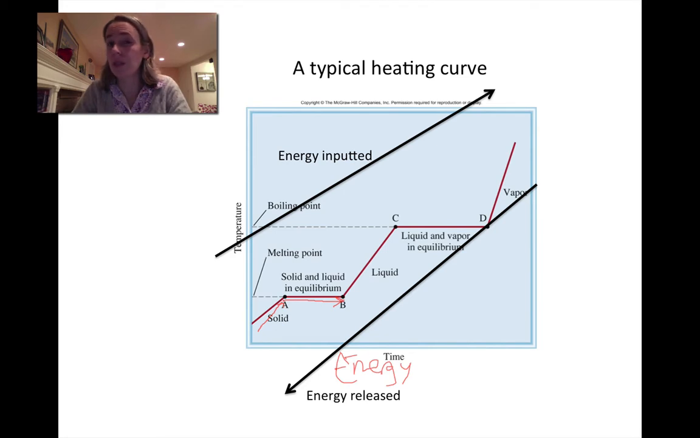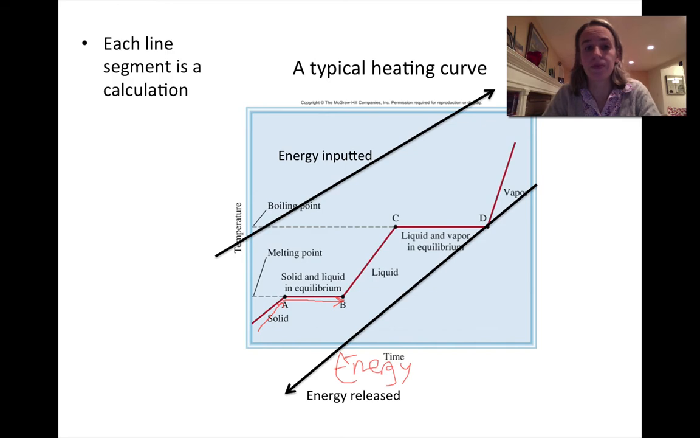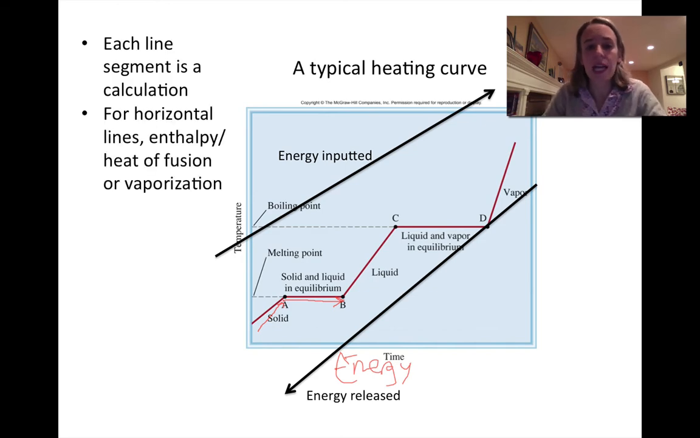If energy is inputted, do you think the value for the heat is going to be positive or negative? Should be positive. As energy is absorbed, we consider that energy moving from the surroundings to the system, and that's a positive value. When energy is released, your value should be negative. So each line segment on this chart is a calculation.